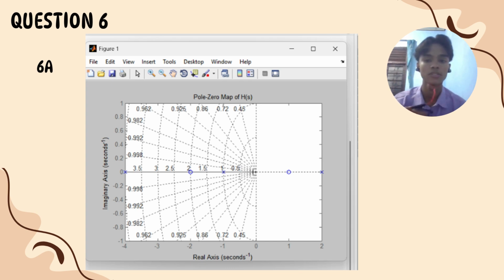Then, I found the transfer function from the difference equation, converted it to zero-pole-gain form, plotted the pole-zero map, and verified that the system is stable using its stability. This helps understand system behavior in the frequency domain.